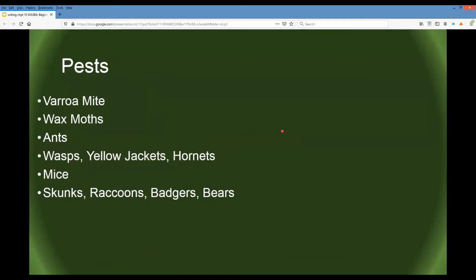So we have some various pests that are troublesome to honeybees. And they include varroa mites, something called wax moths, ants, also wasps, yellow jackets, hornets, mice can be problematic, and then skunks, raccoons, badgers, and bears, and probably other little creatures of the forest potentially could be problematic. So lots of things that we probably wouldn't think about right off the bat as being problems for honeybees.